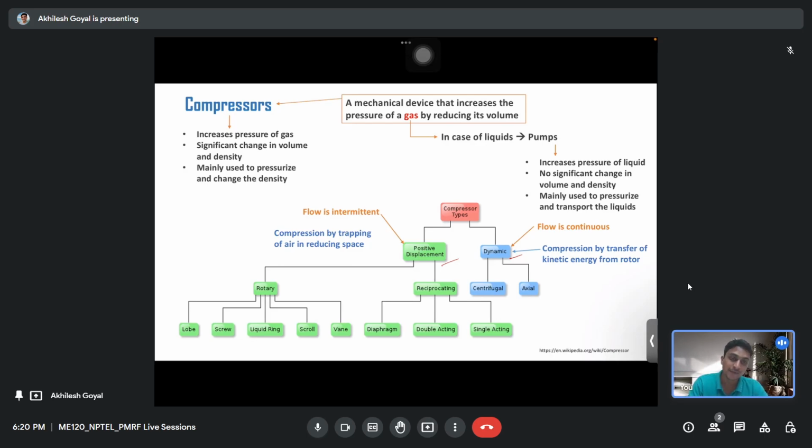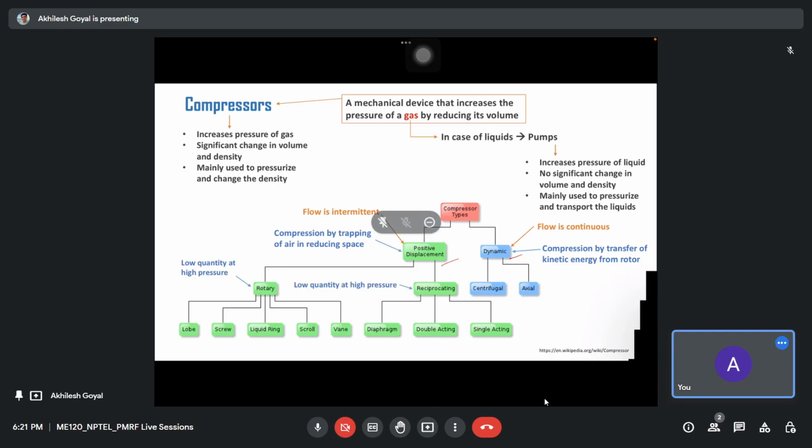And for the dynamic compressors, the principle is compression of gases by the transfer of kinetic energy to the gas by the rotor. So these are the basic types of compressors.